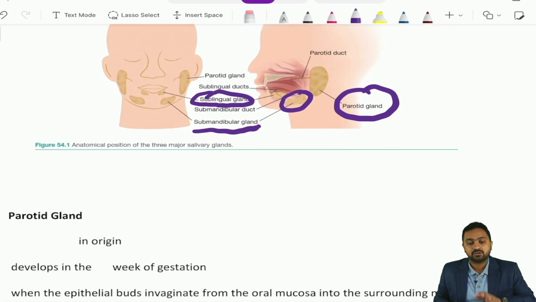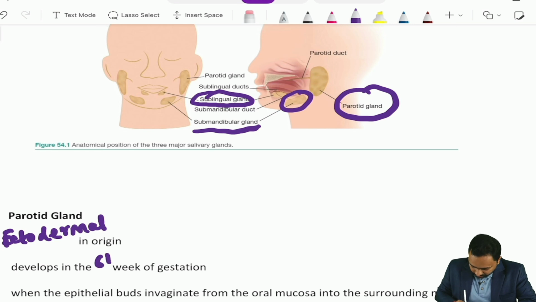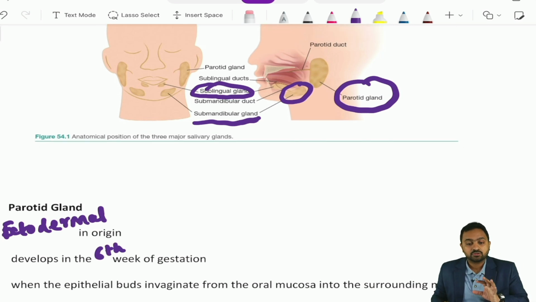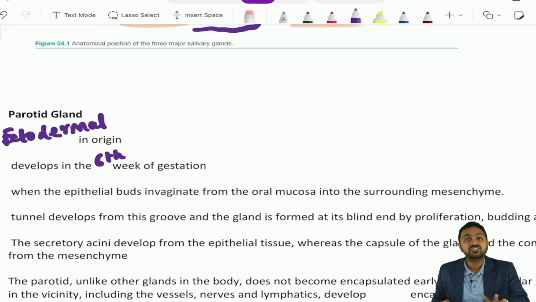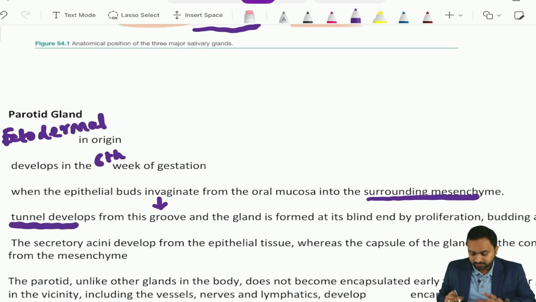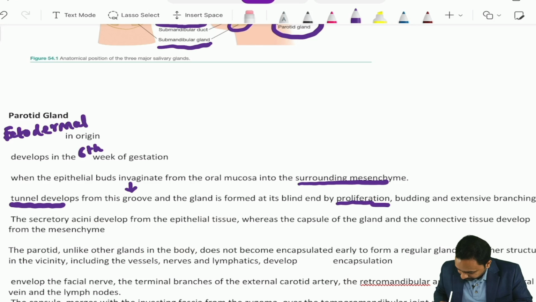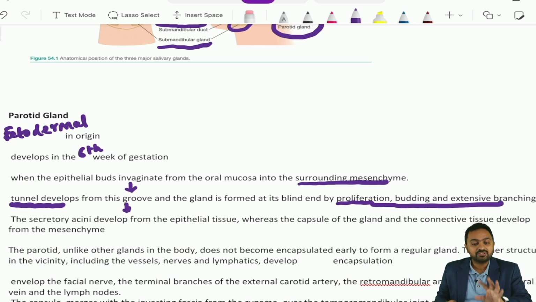So, first we have your parotid gland. These are ectodermal in origin. Now, they develop in your 6th week of gestation. When epithelial buds invaginate from your oral mucosa into your surrounding mesenchyme, a tunnel develops from this groove and the gland is formed at its blind end by proliferation, budding and extensive branching. Now, the secretory acini develop from this epithelial tissue.